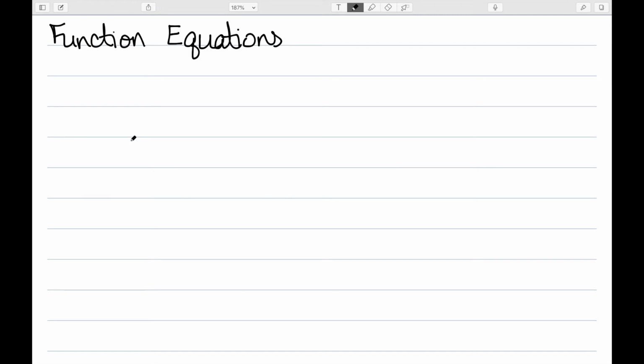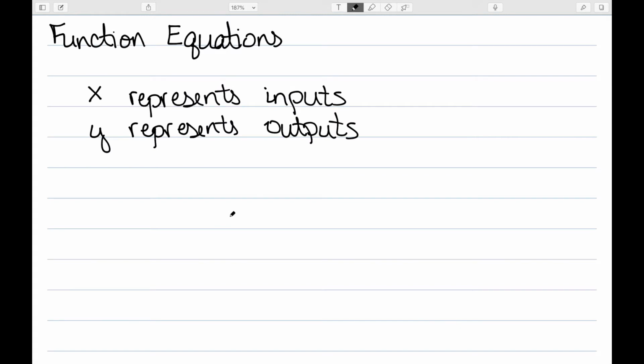In this video, I want to talk about using equations to represent functions. Equations can help us build functions succinctly, and they're very helpful whenever our inputs and our outputs are both numbers. Traditionally, we let x represent the inputs and y represent the outputs. However, we can use other letters as well.